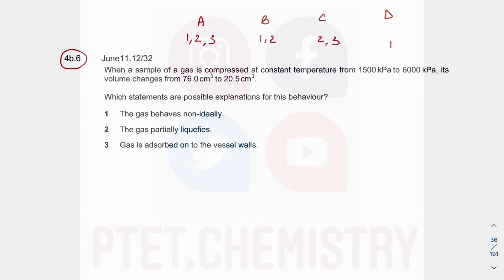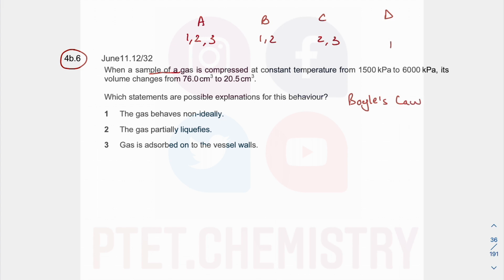Right? So in this question, you are told that you have a sample of gas, you compress it, so you apply pressure, and that's why your pressure increases, because when you apply pressure to gases, you make them much closer together, so you compress the gases. The volume changes from 76 cm cube to 20.5 cm cube. So this is about a 4 times increase in pressure, and the volume only decreased 3 times. So by applying pressure, you decrease the volume, because of Boyle's law.